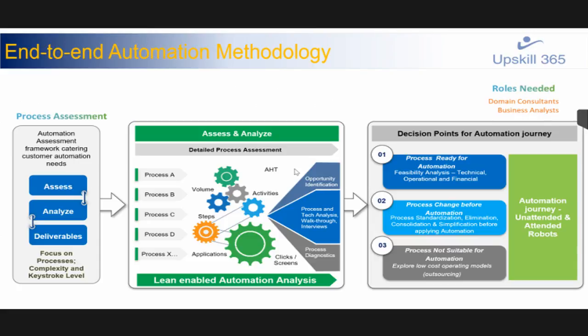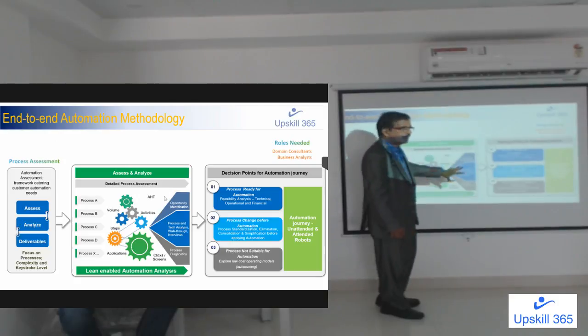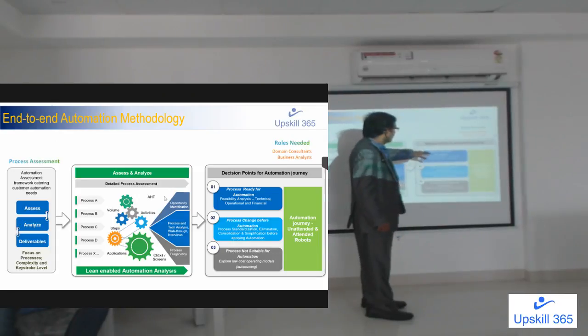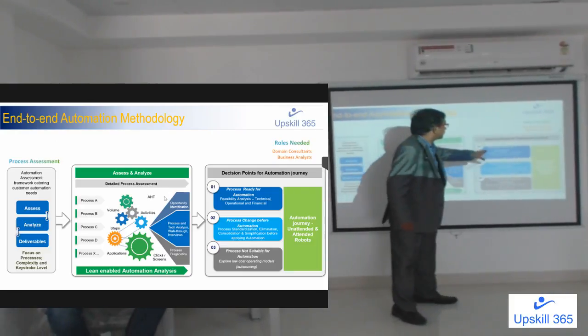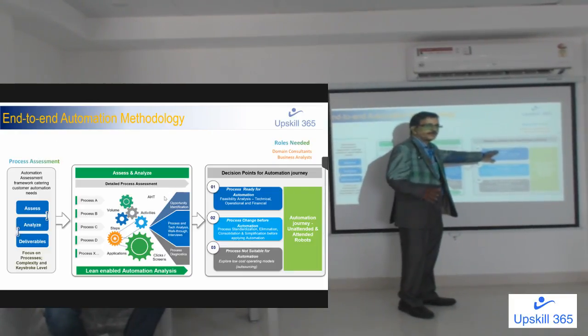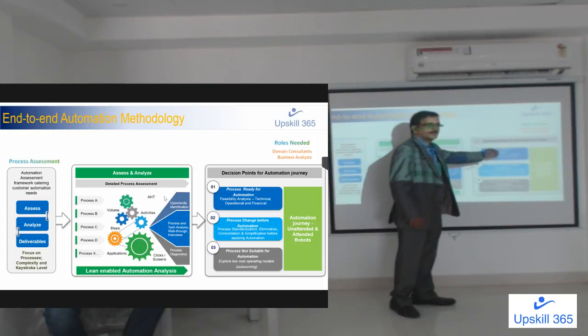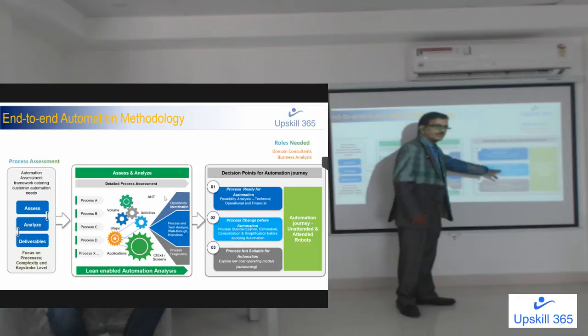So in the process assessment, you will take all these processes, process CAD X up to X, and take volumes, activities, EHT, everything into account. This is a kind of filtering, and these are the outputs: processes ready for automation. If you are giving 5,000 use cases here, there may be 100 or 200 use cases here as process ready for automation, and process change before automation.